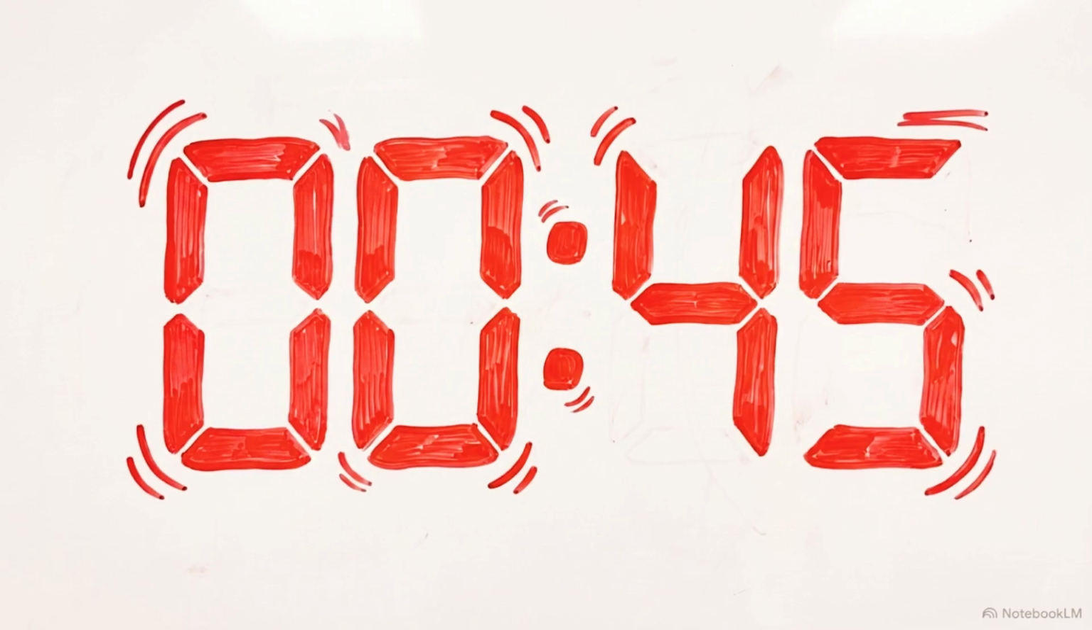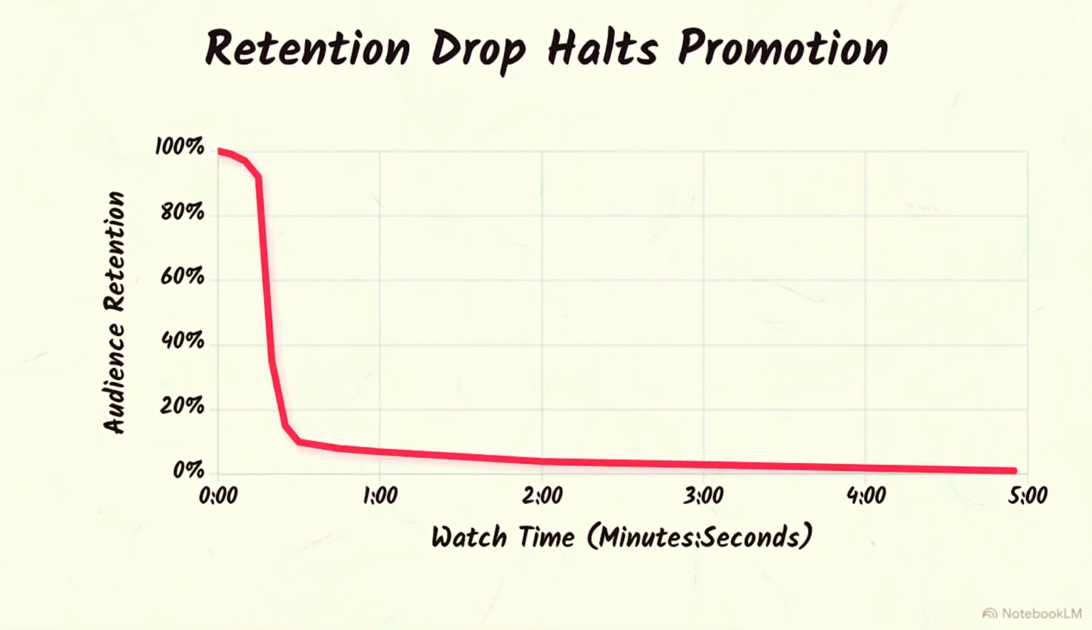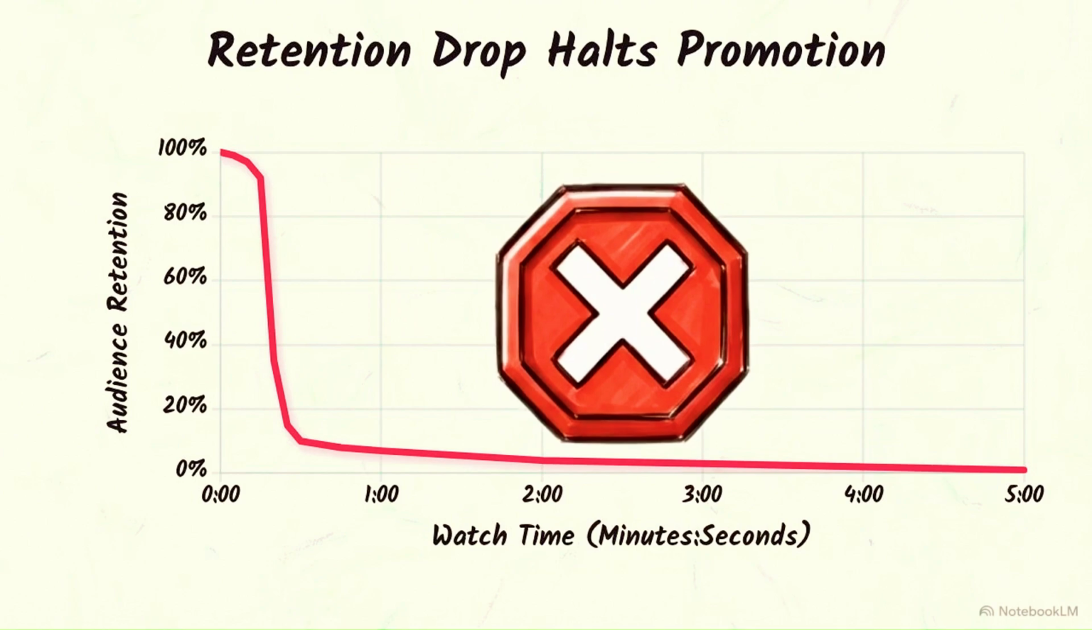Step 3 kicks in the moment they click. You have exactly 45 seconds to keep them from leaving. Take a look at this retention graph. When a viewer clicks a strong thumbnail, but the video starts slowly, the attention line crashes towards 0 almost immediately. The system logs this as a deceptive hook and halts promotion.